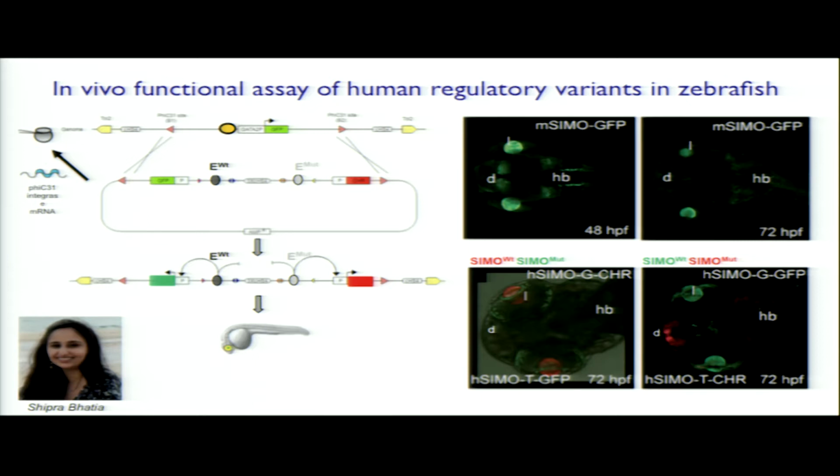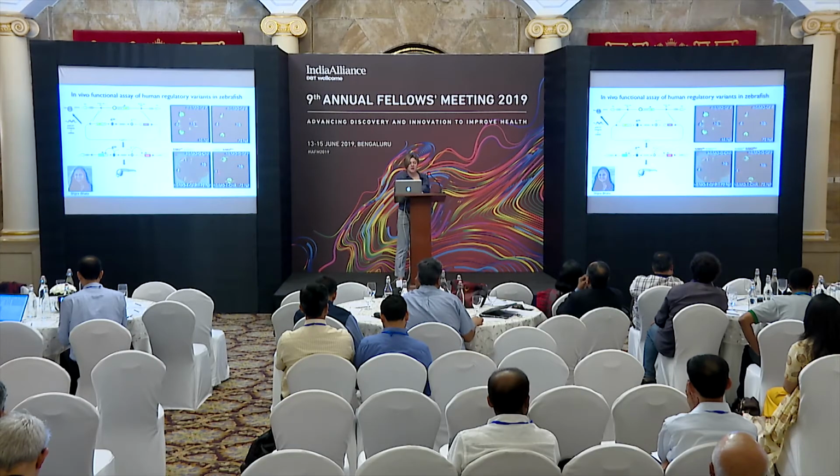So on the left-hand side here, we put the wild type in red and the mutant in green. And on the right-hand side here, we've swapped the colors and we've let the wild type enhancer drive the GFP. And I hope you can see that in both cases, the lens of the developing fish is only being activated by the wild-type enhancer. There's no activity coming out of the mutant enhancer.